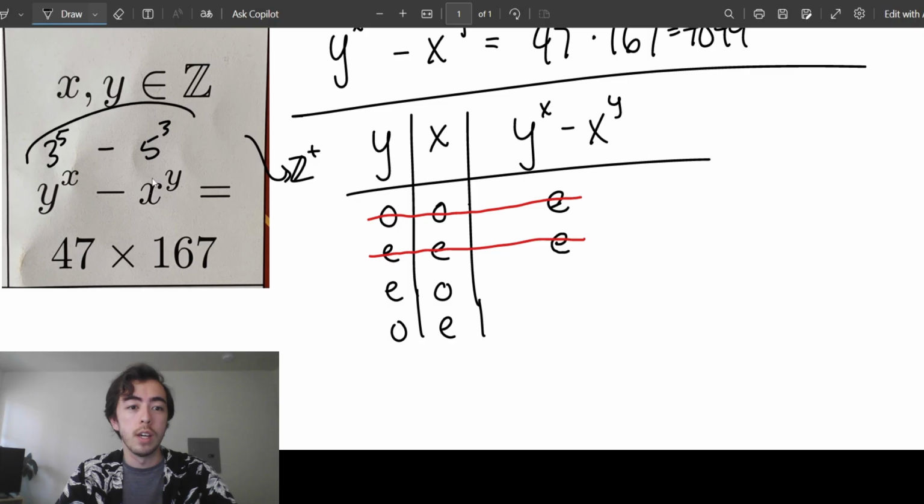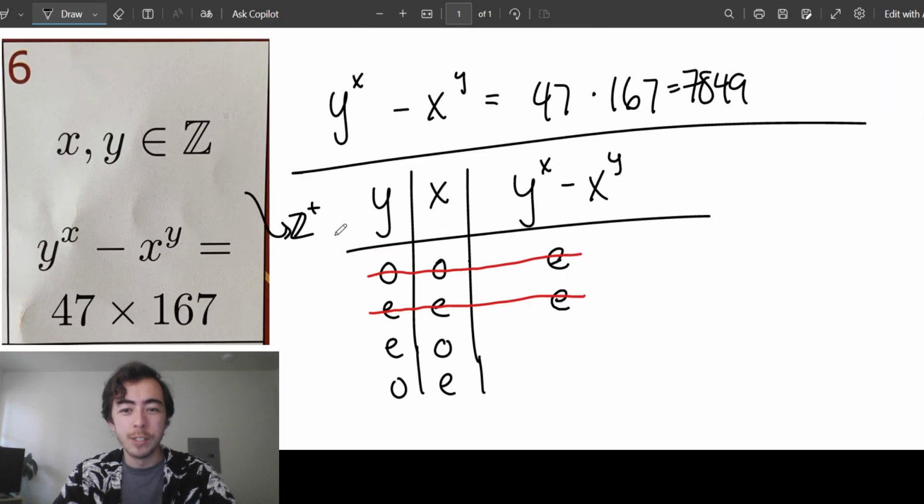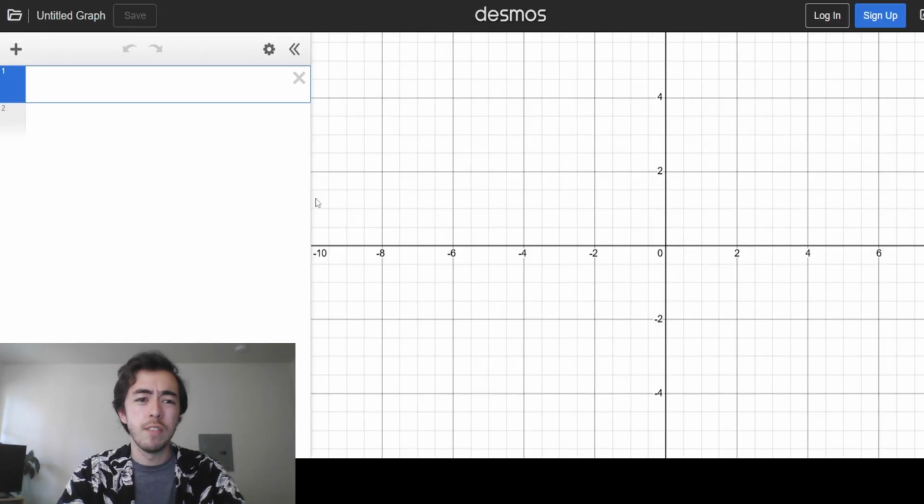So I do think this could be positive because this one's bigger than that one. But I don't actually know what this looks like off the top of my head. And so before I keep digging into it, I am actually curious, when is it that y to the x is greater than x to the y? And I figured we could hop over to Desmos just to visualize it.